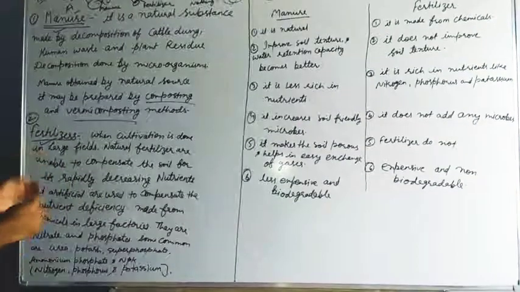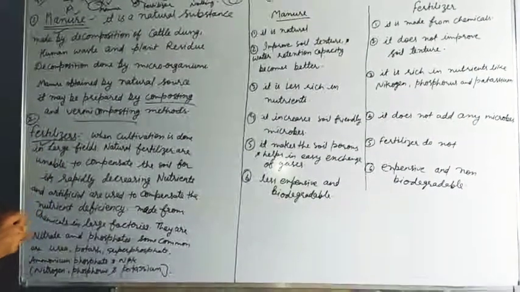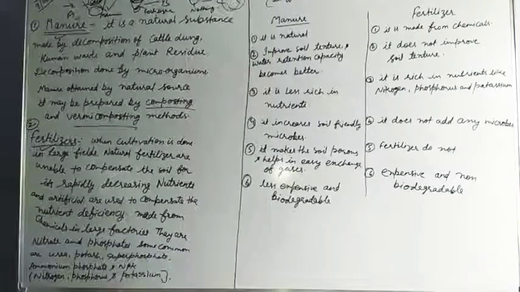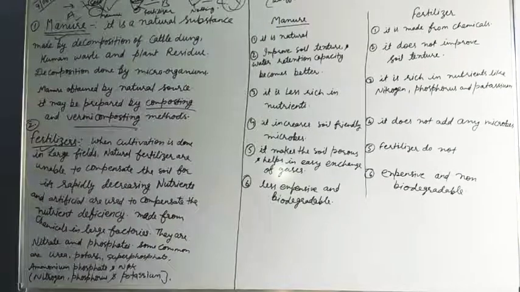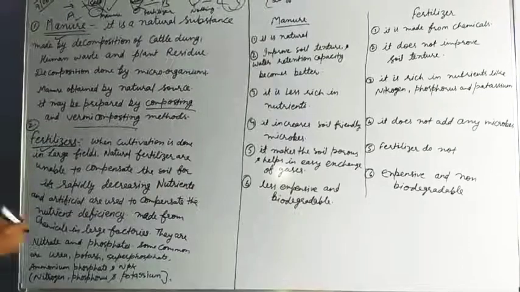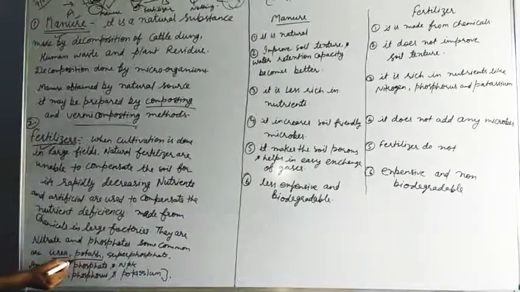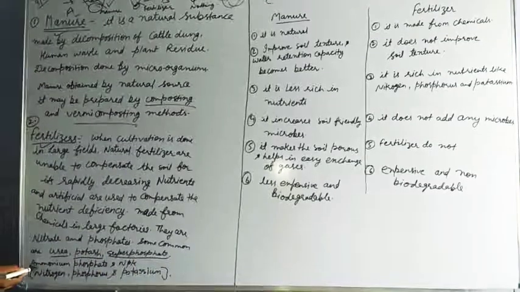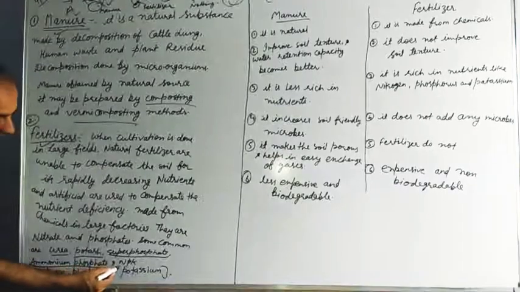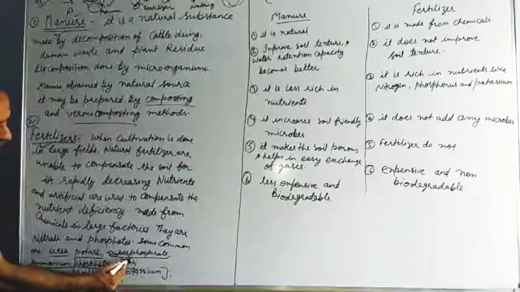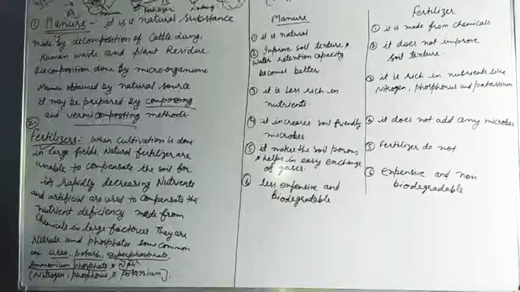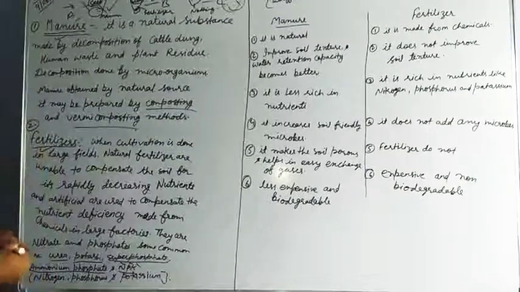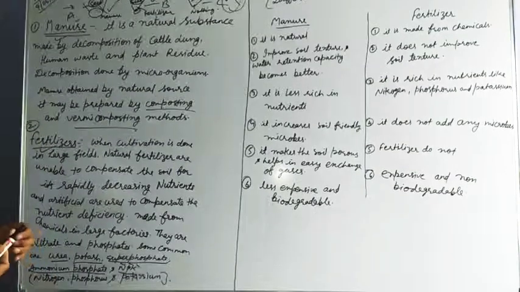And those fertilizers are prepared artificially with the help of chemicals like phosphate and nitrate. Some common ones have names like urea, potash, superphosphate. You can find these fertilizers in the market by these names: ammonium phosphate, NPK. NPK means nitrogen, phosphorus, potassium.